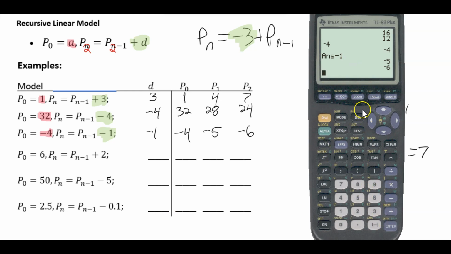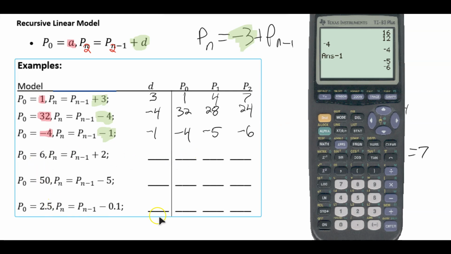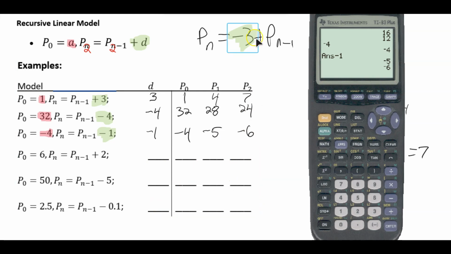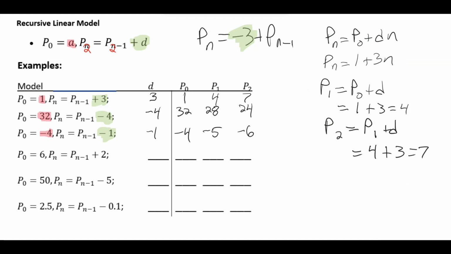And now go ahead and pause the video and do the last 3 examples with whichever method, or maybe one method per problem, and see what you get. So the answers. D is 2, first term 6, and then 8, then 10. Next, D is negative 5, first term is 50, then 45, then 40.